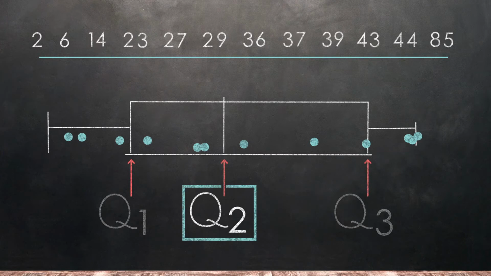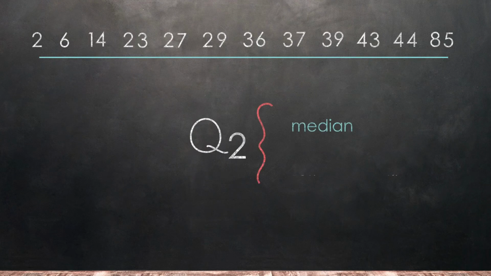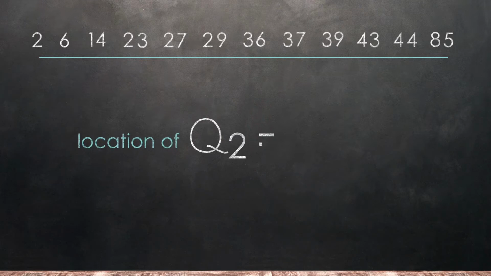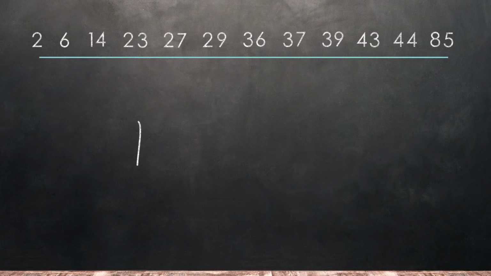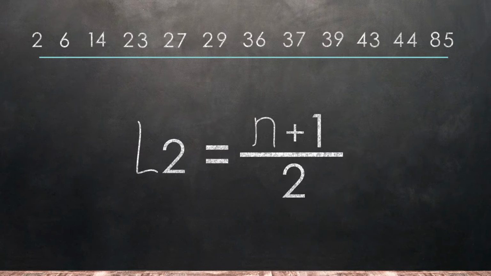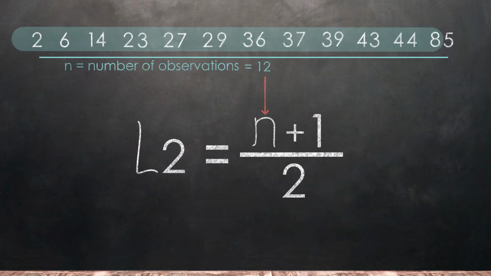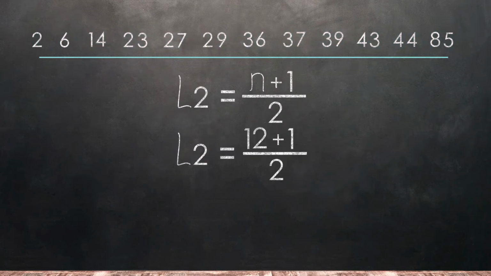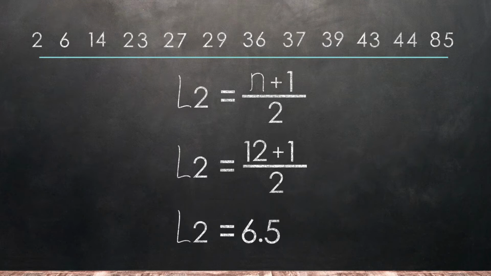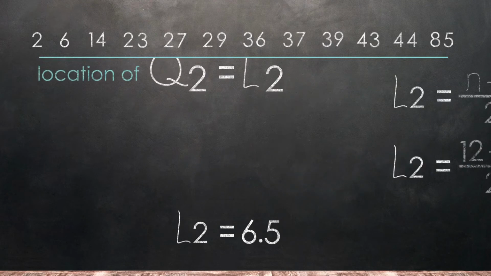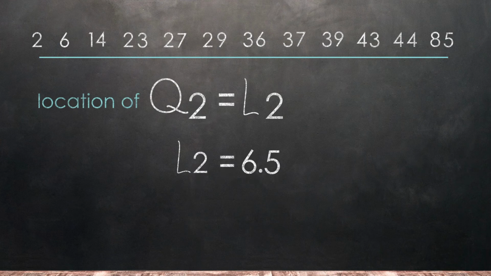Let's start with Q2, also known as the median or the 50th percentile. We first have to determine the location of Q2, which we will call L2 in this example, which is calculated using the formula L2 equals (n plus 1) divided by 2, where n is the number of observations in our list, in this case 12. So if we substitute n equals 12, we get L2 equals 6.5. This means that the location of Q2, our median, is in the 6.5th position of our ordered list.